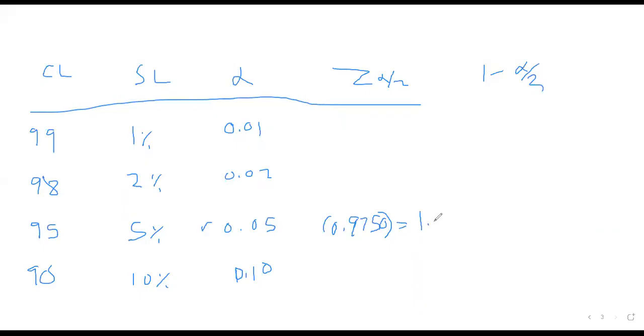The Z for 95%, 1.96. For 98%, can you tell me what we do? We divide this by 2. What are we getting? 0.01. Then we subtract the 0.01 from 1. What are we getting? 0.99.